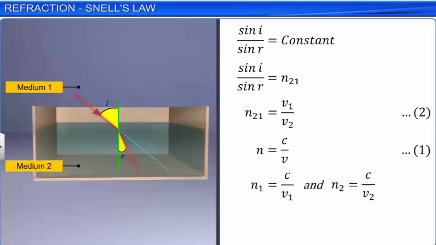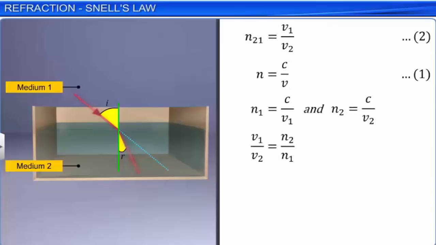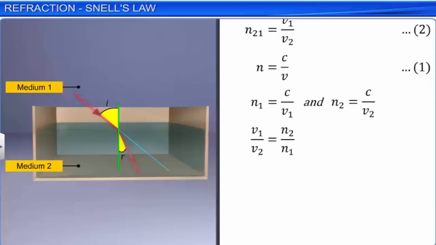If n12 is the refractive index of the medium 1 with respect to medium 2, we can write that n12 is equal to v2 by v1. From these two equations, we can conclude that n21 is equal to 1 by n12.